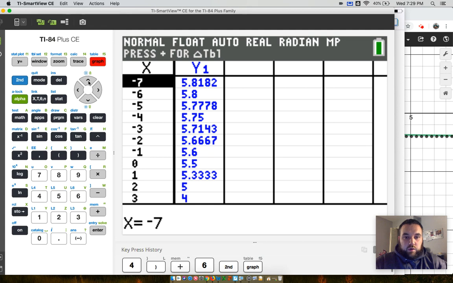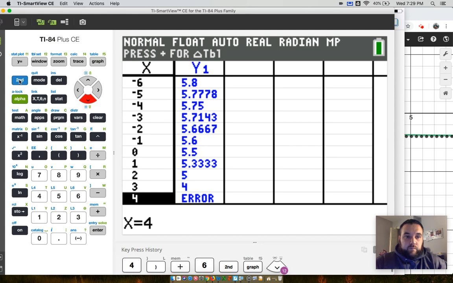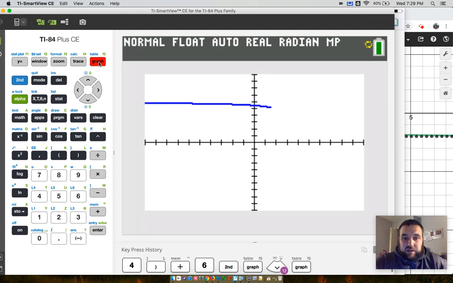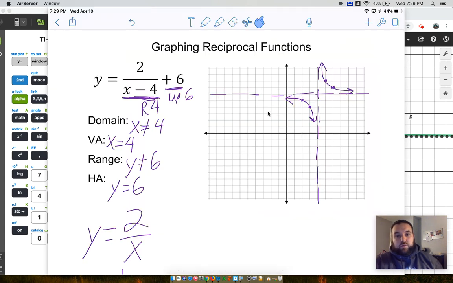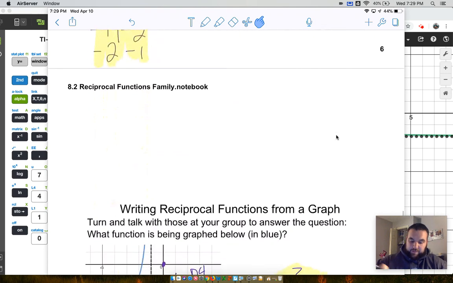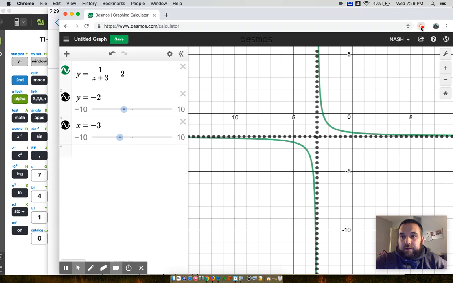But again, I need to see where those asymptotes are. If you hit graph, you can see that we have the 2 branches of this thing, but it's not super obvious where the asymptotes are, and that's where we need to use our knowledge of transformations to get something that looks good. So to wrap this up, 8.2, video 1 done.